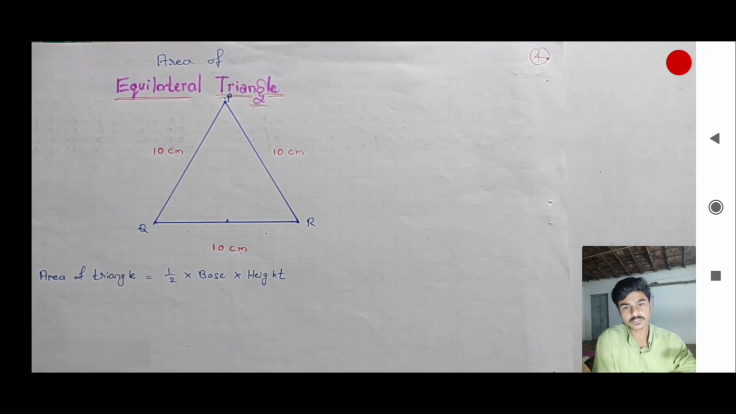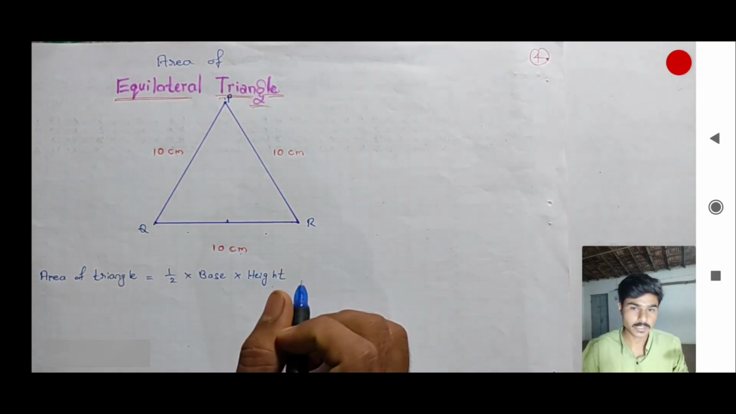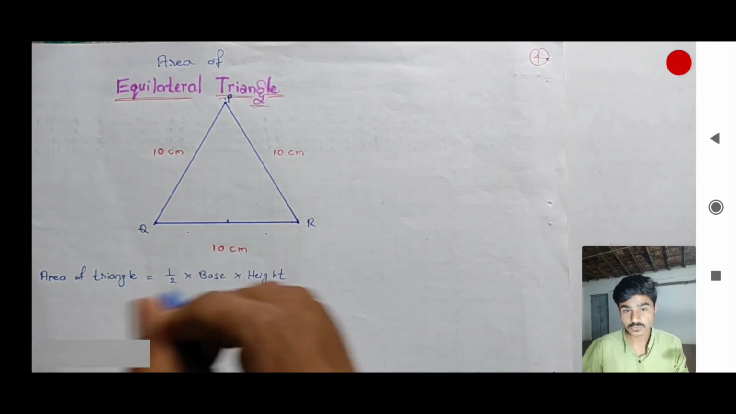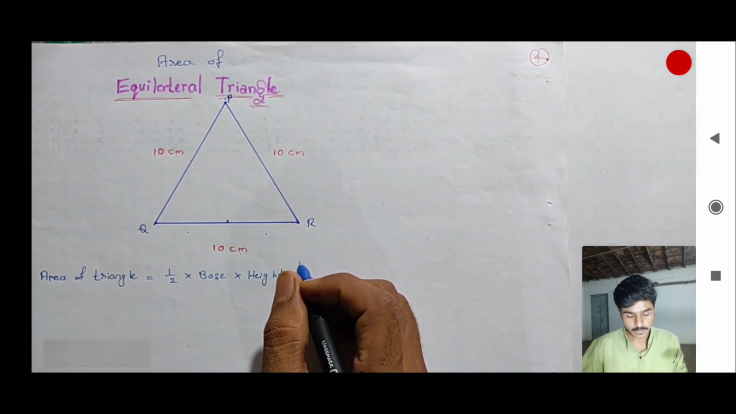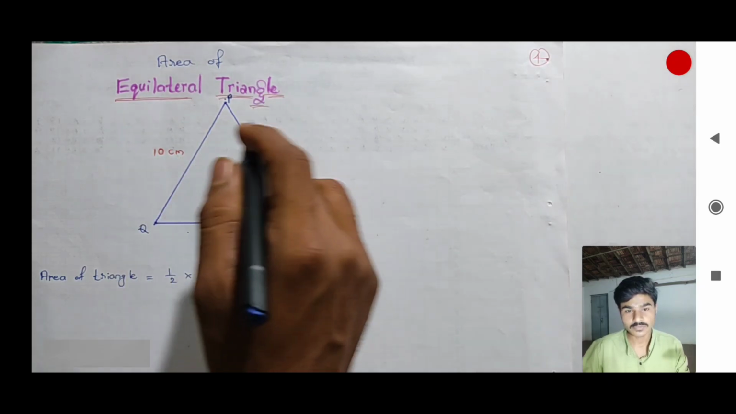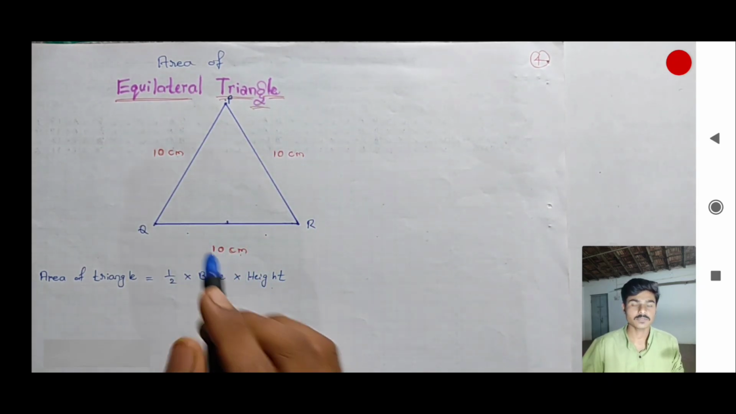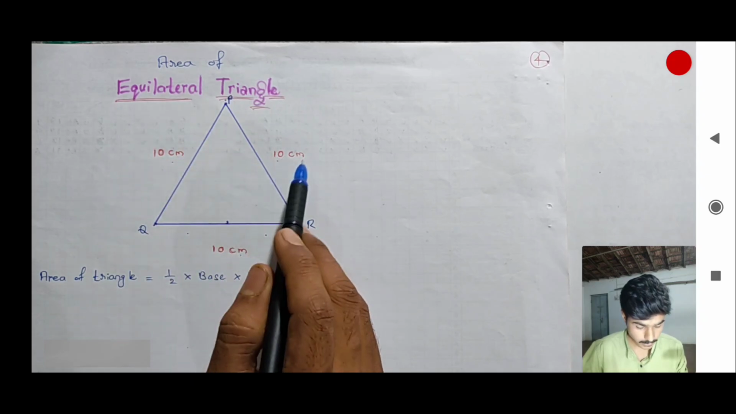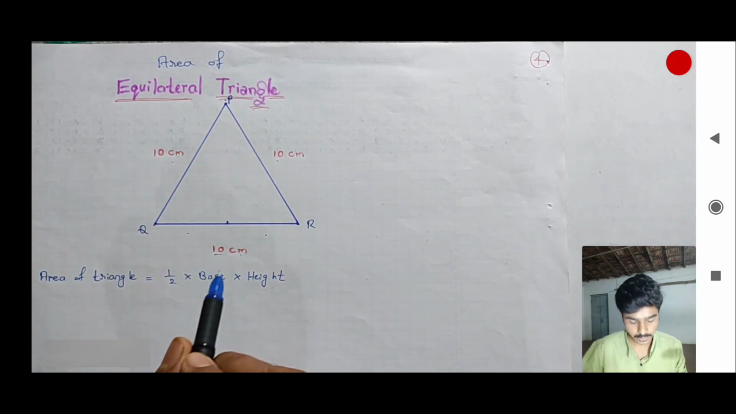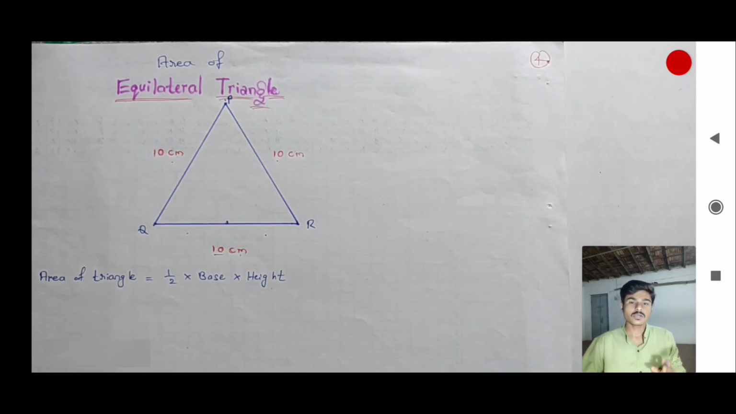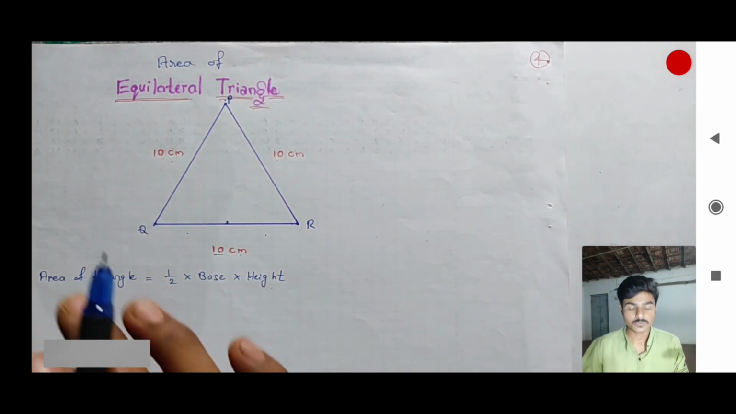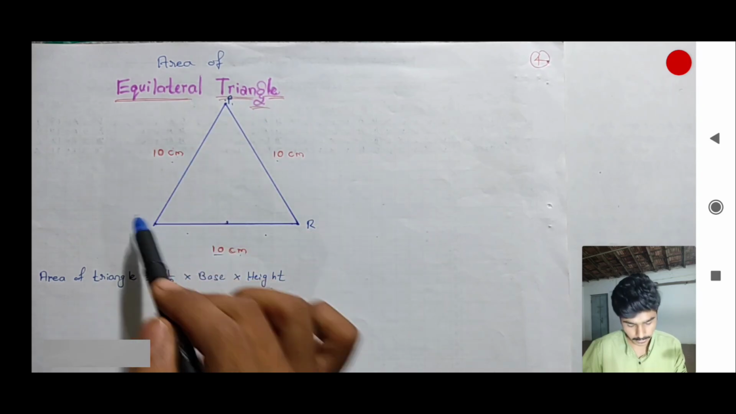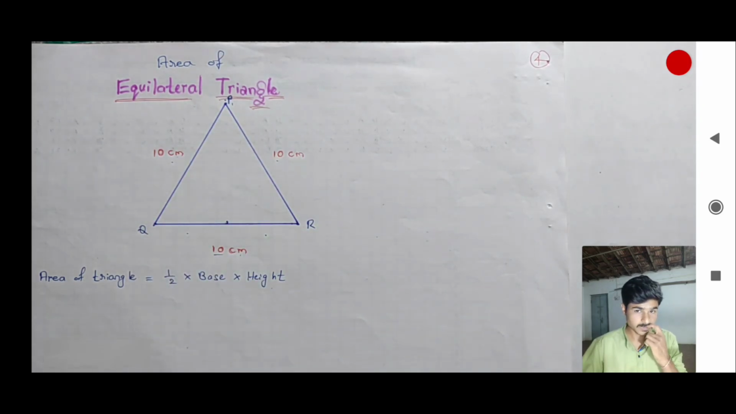So here let us try to find out the area of an equilateral triangle. So before proceeding, let us know what is an equilateral triangle. So equilateral triangle, as the name says, all sides should be of equal length. Means here it is 10 centimeter. So here also it should be 10 centimeter. Here also it should be 10 centimeter. Means in an equilateral triangle, all sides will be equal. So I have taken triangle PQR to explain you.